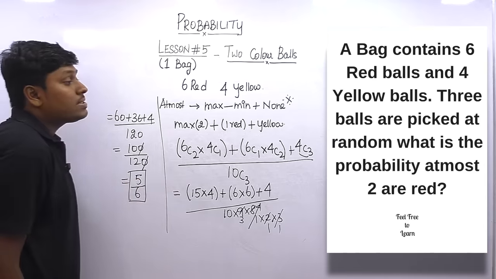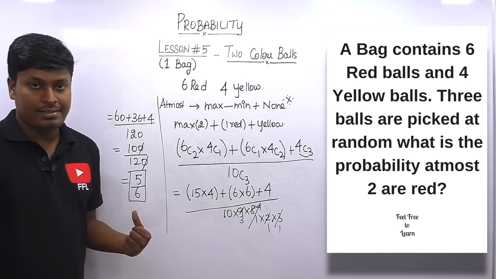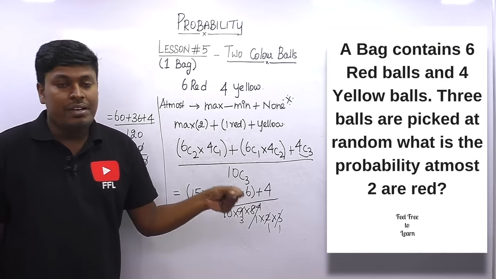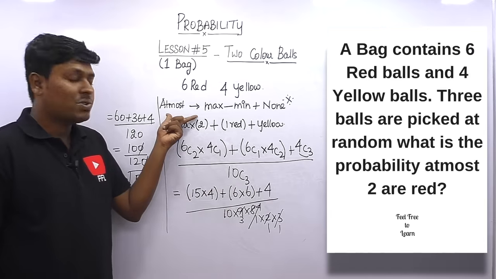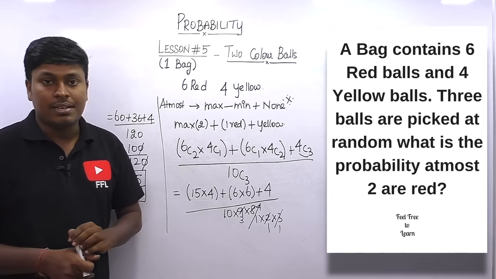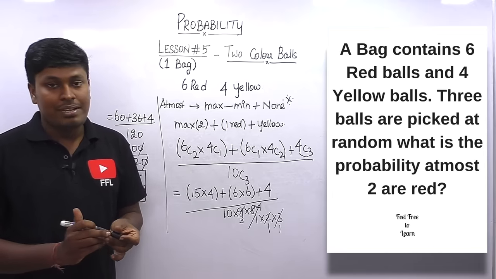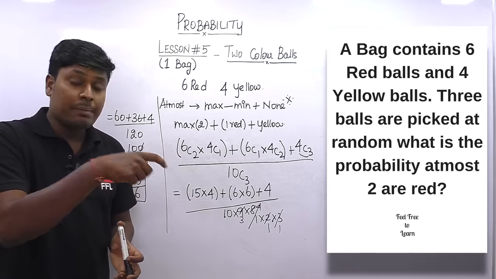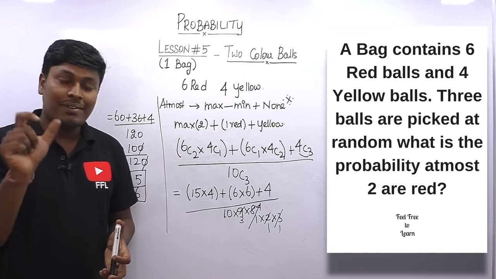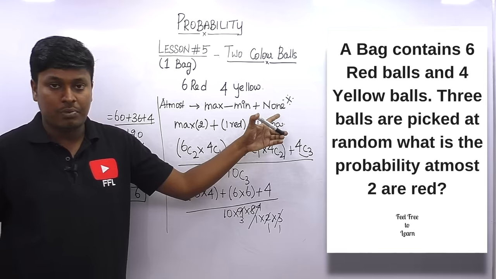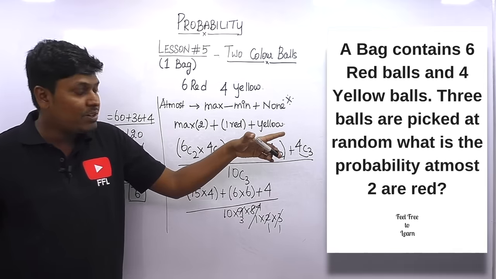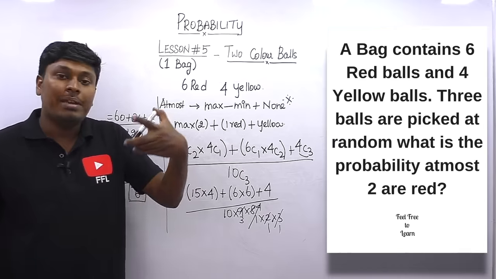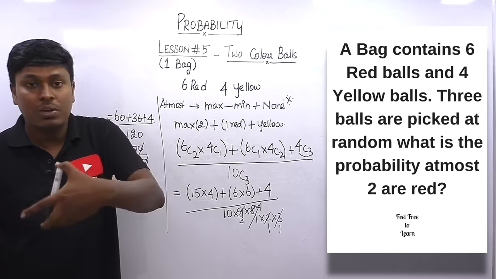So finally, the answer for question number 6 is 5 by 6. Friends, it's a little bit tricky, right? If you are a beginner, you will feel it is a little difficult to solve this question, and understanding this concept is very difficult for beginners. So practice more questions and it will become easy. But understand the concept: at least is minimum to maximum, at most is maximum to minimum plus none, where none represents there should not be any red balls. Why are we concentrating on red here? Because they are talking about at most two red, which means maximum two or minimum one, or otherwise it can be without red balls.